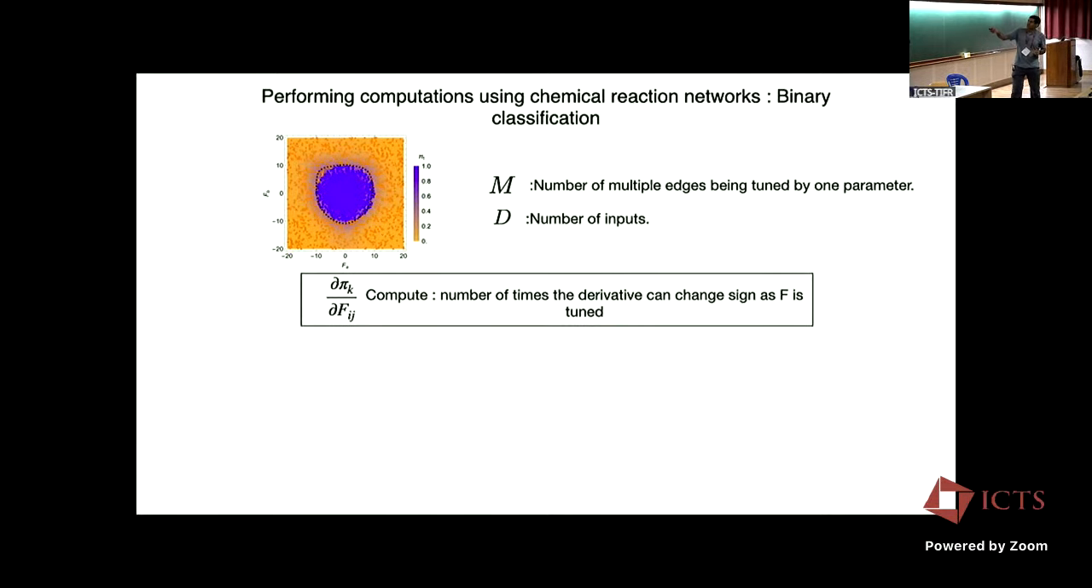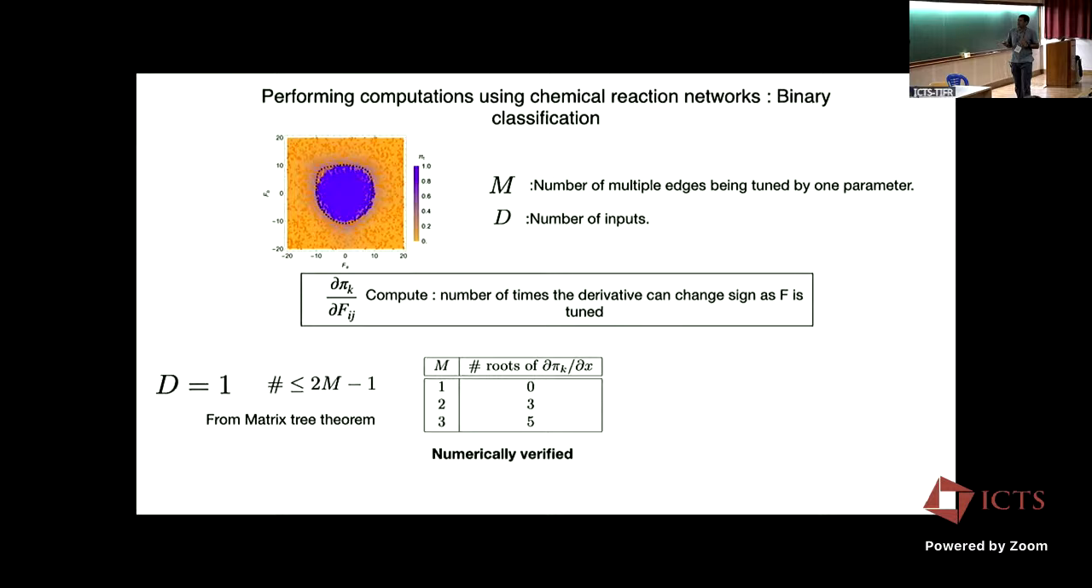You can go back to this quantity, this partial derivative, and you can try to imagine computing the number of times the derivative can change sign as this affinity is tuned in one dimension. This is a one-dimensional input. And what you can prove after a few lines of algebra, and it's a nice proof for anyone who's interested, is that the number of turning points, the number of times this thing turns back around, is bounded by 2m minus 1, where m is the multiplicity. It's the number of reactions your input is affecting. That's this m, and that sort of sets the number of turning points.